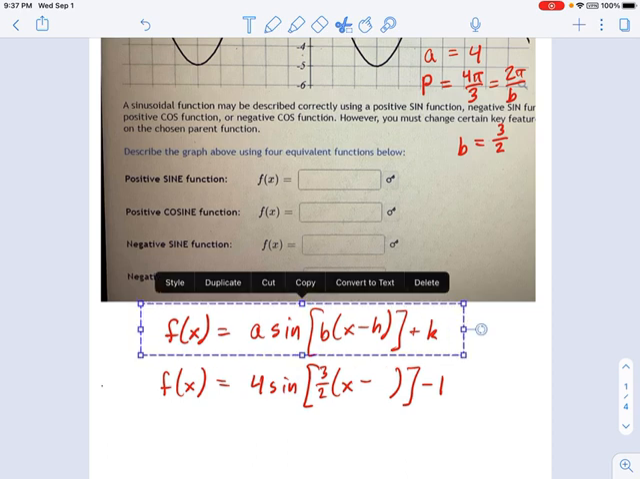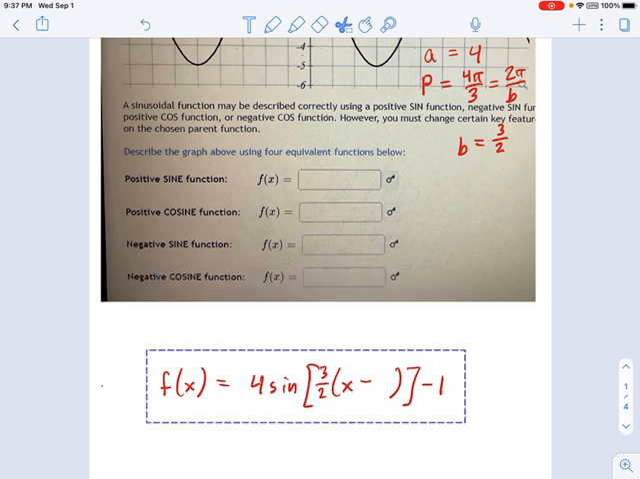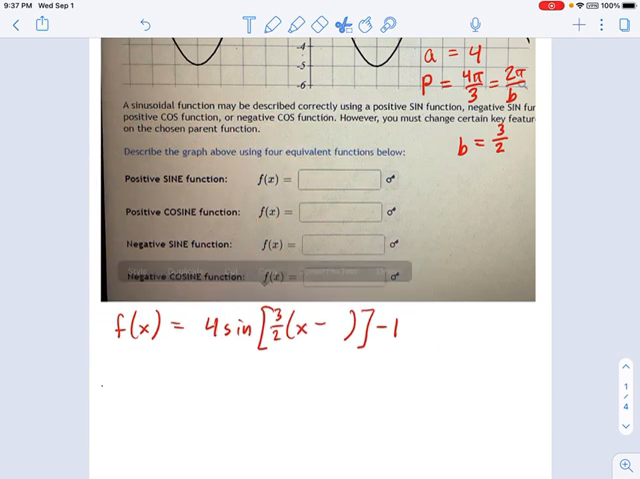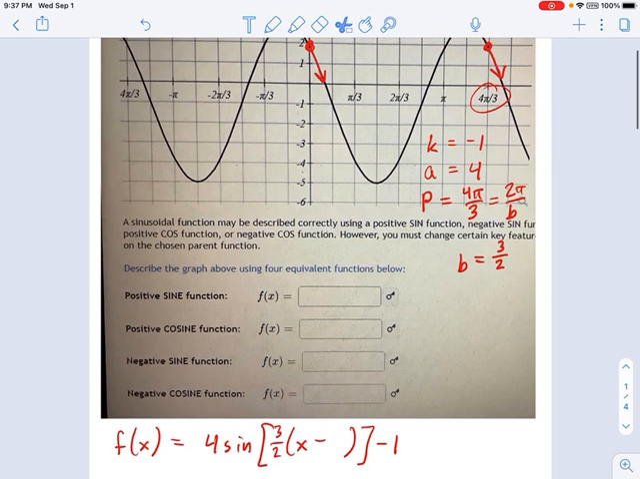I'm going to get rid of this because you all have that memorized. You don't need to see it. We're going to move this over, I guess here. That's the best I can do. And now, this is basically what you're going to type in for the positive sine function right here. We just need to figure out what that phase shift is.